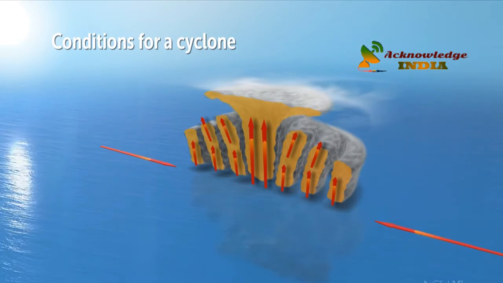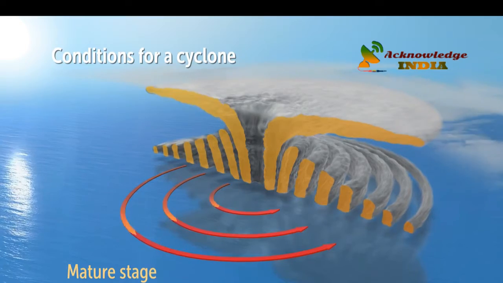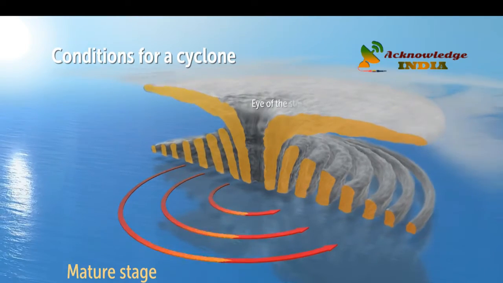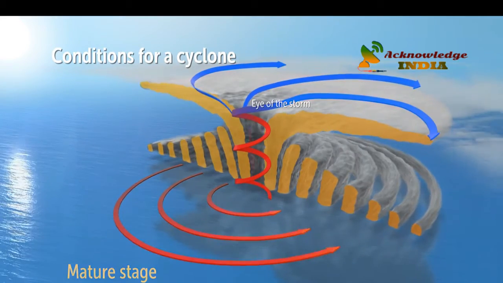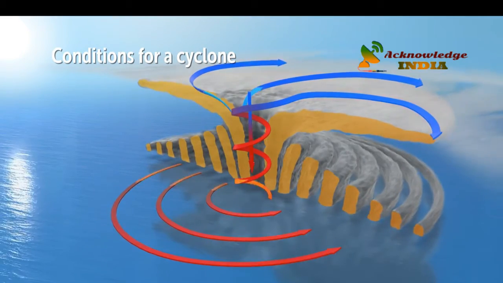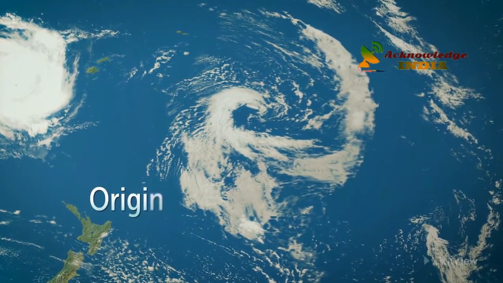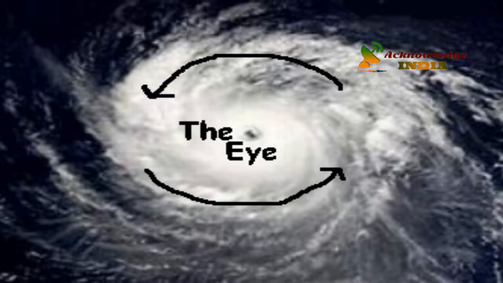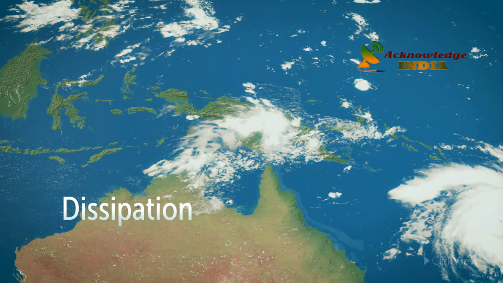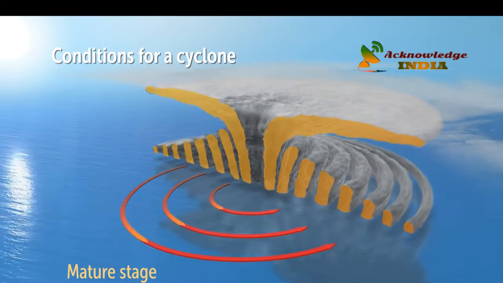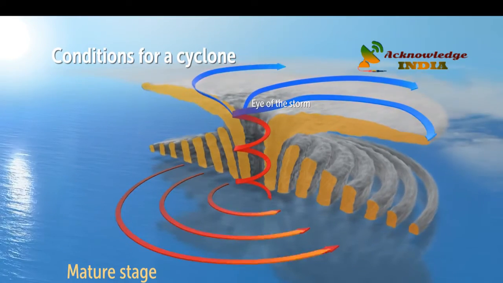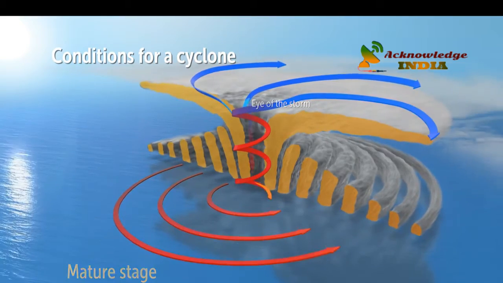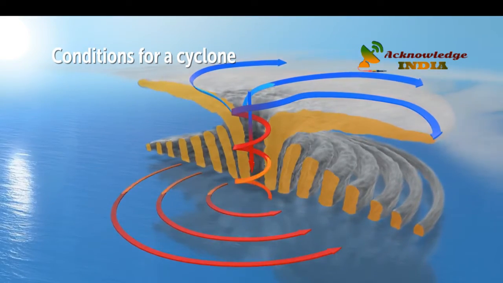Air flowing over an ocean with a water temperature of 80 degrees Fahrenheit or higher picks up huge amounts of moisture and heat energy. As these water-laden winds flow into a low-pressure core, they tighten to form an eye. The eye is usually 10 to 20 miles across and has clear, calm skies. But the winds moving around the eye may be as strong as 200 miles per hour.